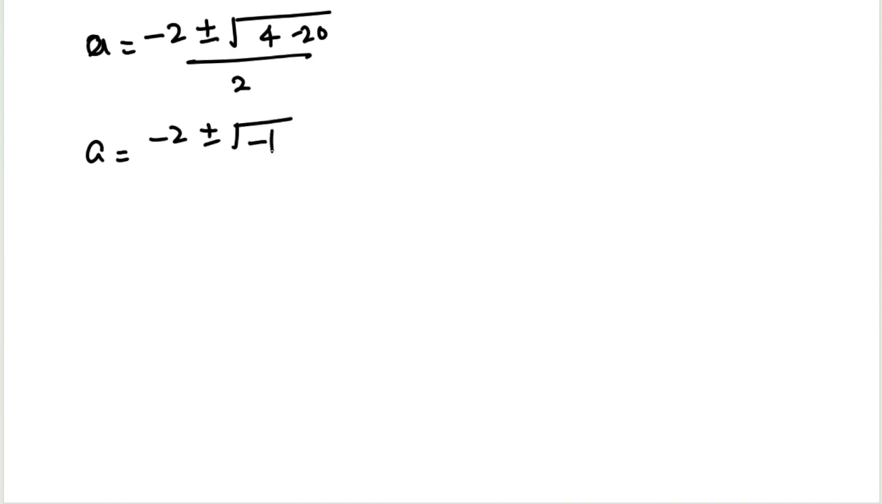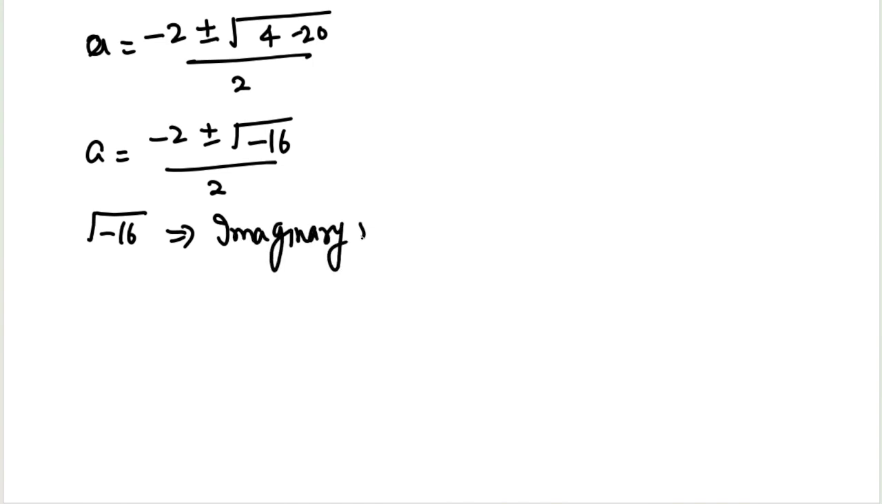a equal to -2 plus minus under root 4 minus 20 upon 2. So a equal to -2 plus minus under root -16 upon 2. Now up to small class root -16 is an imaginary number. Imaginary number, it is not a real number. So the solution is not possible in terms of real number.